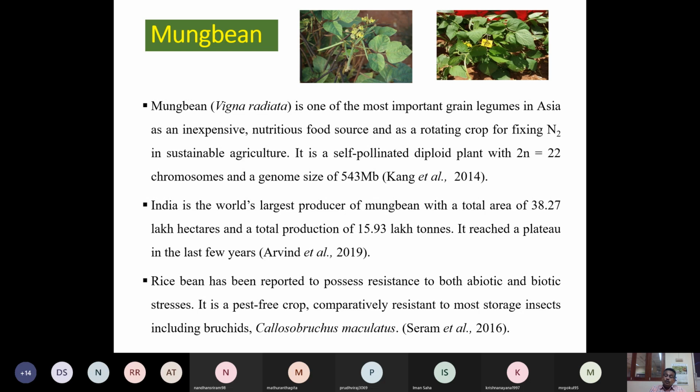So when you develop a mapping population, the parents should be contrasting for the particular trait of interest. The trait of interest here is yellow mosaic resistance. So one should be highly resistant and one highly susceptible. Then only, when you look at segregation, will you get an array of variation, an array of segregants. Then recombinants will be there in the population, and you can easily select them.